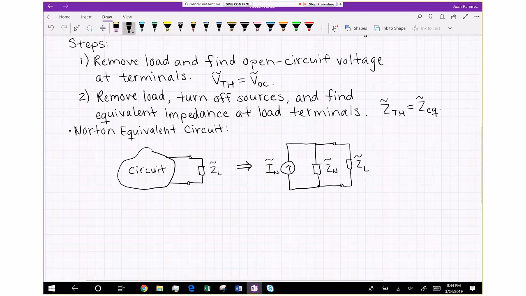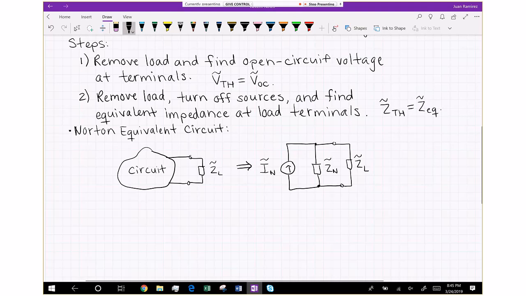And I do want to clarify that load. It could be one impedance, it could be a network of impedances, it could even include voltage sources and current sources. I'm representing it all with just that, but just remember that it could be more than just an impedance.